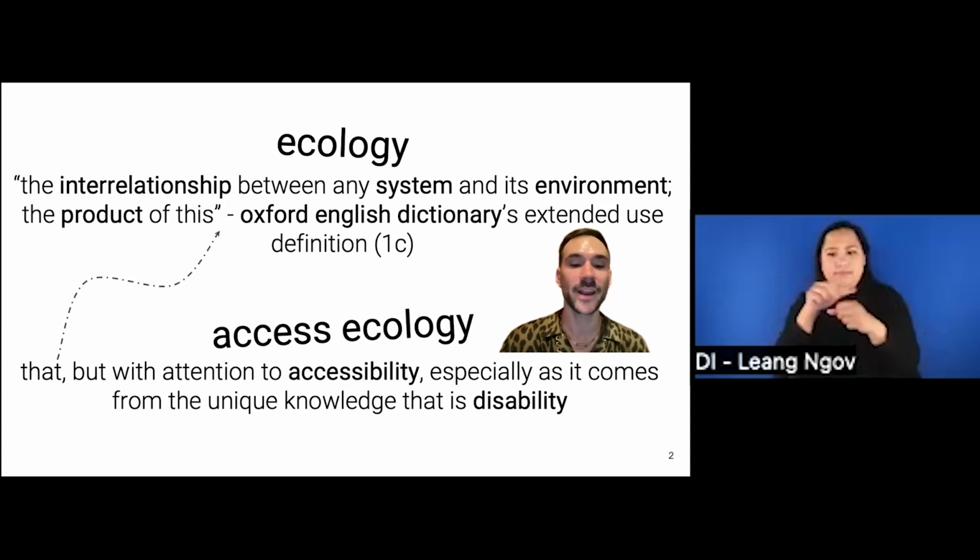To say it another way, the only difference between an ecology and an access ecology is our focus.